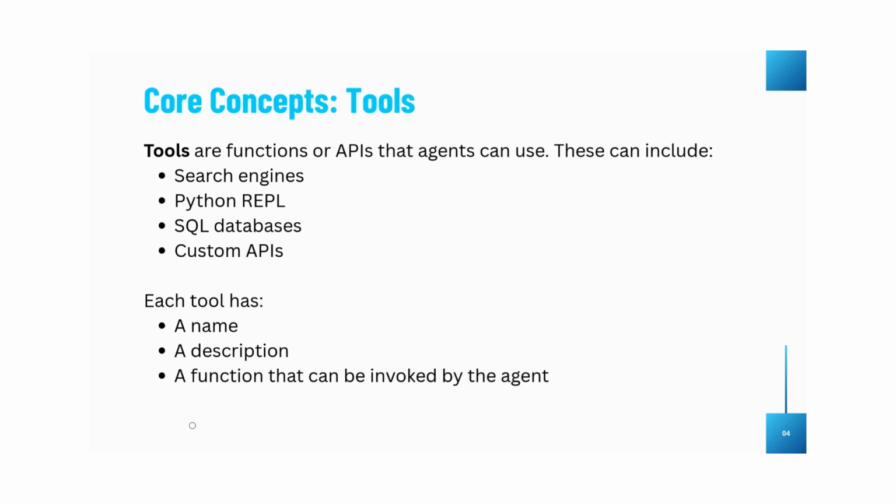How do agents use tools? When you pair tools with an agent, the agent reads the description of each tool, matches it with the user's intent, and decides which tool to use at runtime. For example, if you say, what's 19 multiplied by 7? The agent reads the tool descriptions, chooses the calculator, and runs it, all automatically.